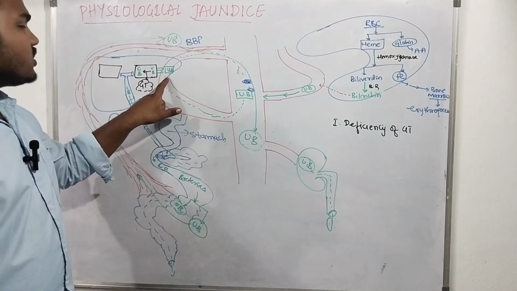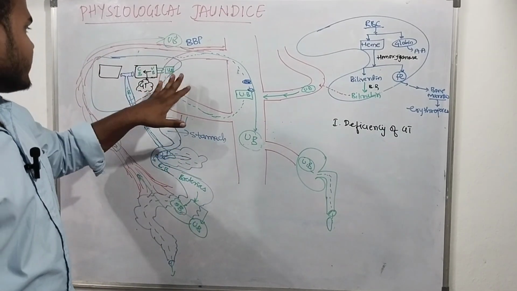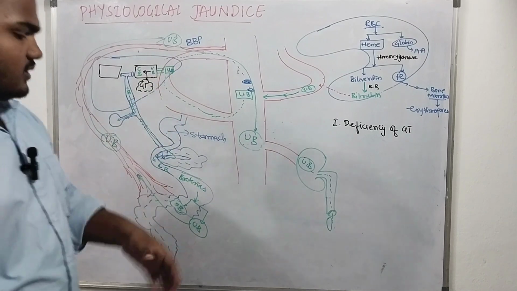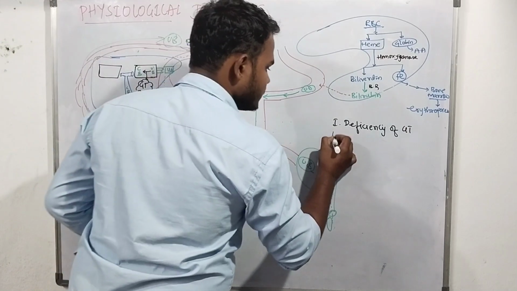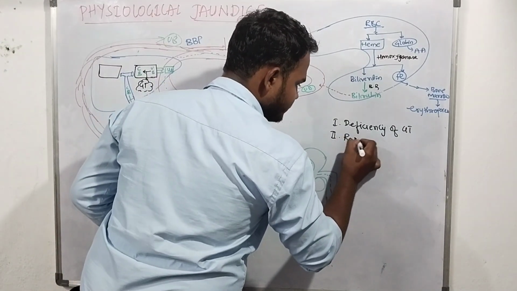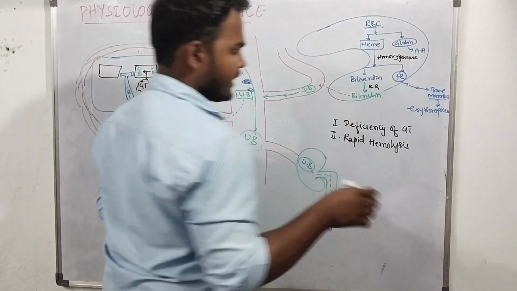That is unconjugated hyperbilirubinemia. Okay, this is a physiological jaundice. There is hyperbilirubinemia. Next, there is a deficiency of GT, and another is rapid hemolysis of RBC, or rapid hemolysis.